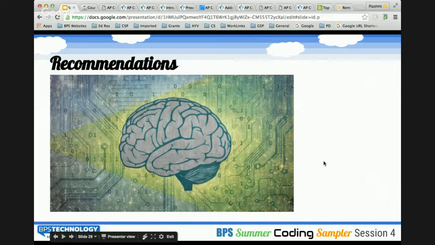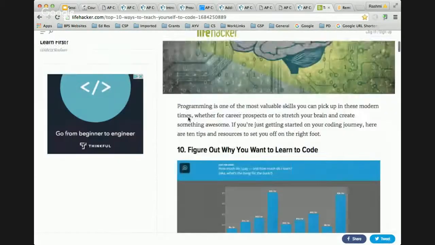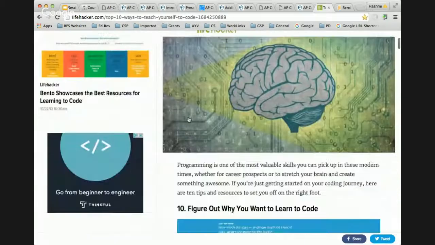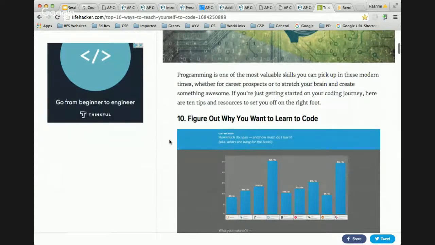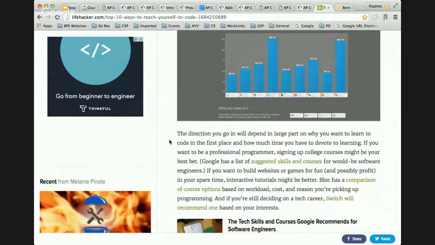Recommendations. I have a habit of looking at a lot of articles that come out for CS or CS related topics, and this was a really great suggestion from one of my teacher friends. They talk about how to learn coding or teach yourself coding, especially as you are traveling through the CS landscape. Their first recommendation is to figure out why you want to learn to code, looking at the whole spectrum of motivations behind coding.